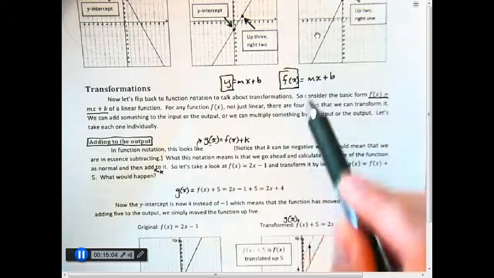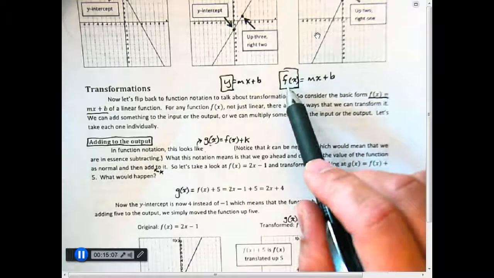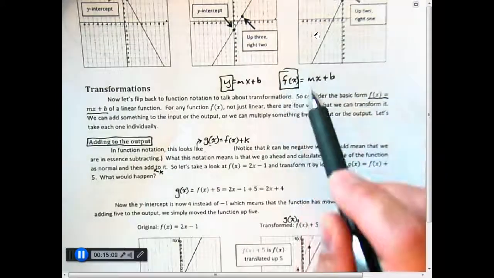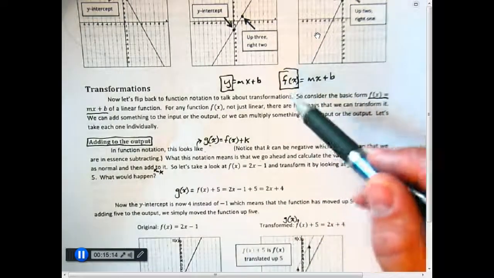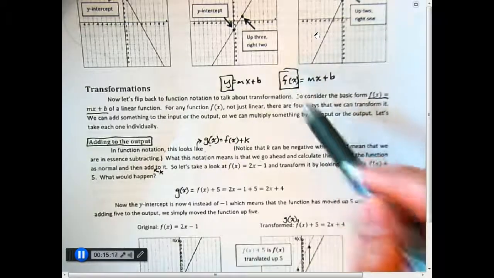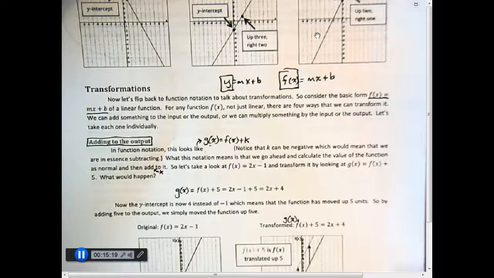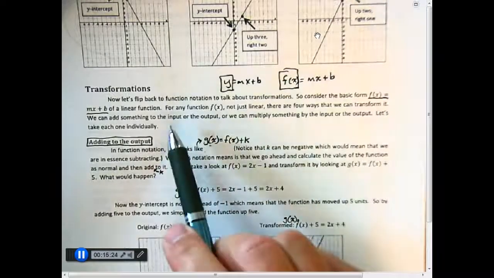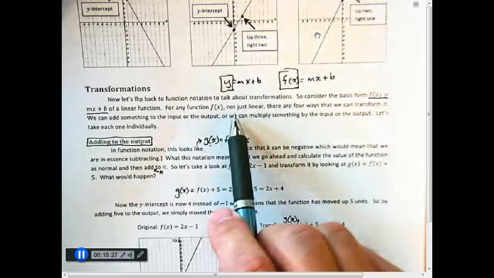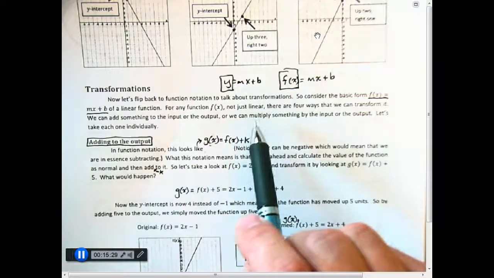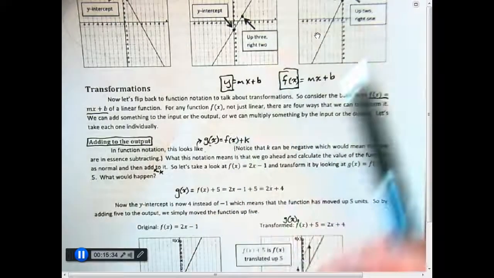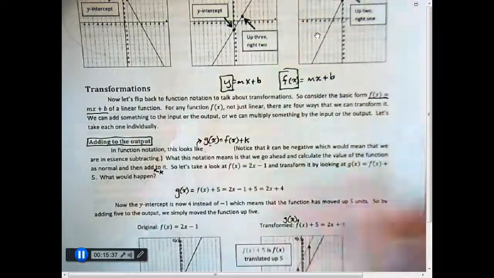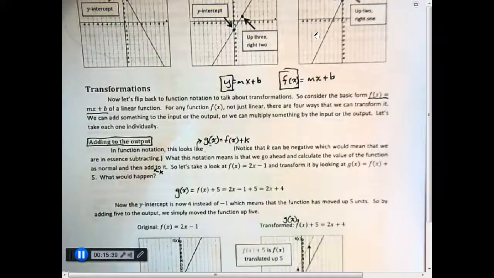For those of you that recall function notation from algebra, f of x does not mean f times x. This is f of x. It means it's a function. It means y is a function of x. It depends on it. All right. So for any function, f of x, not just any linear function, these are going to hold true. There are 4 ways we can transform it. So here's where the meat of this is. And we're going to discuss just one of them right now, and then we'll work our way into the others.